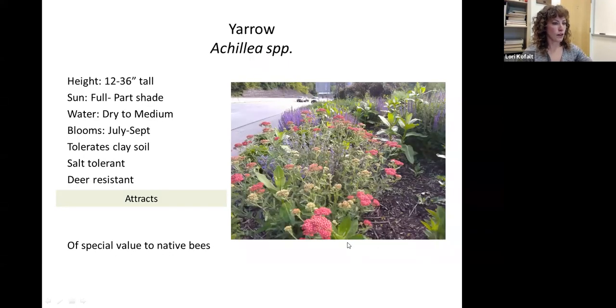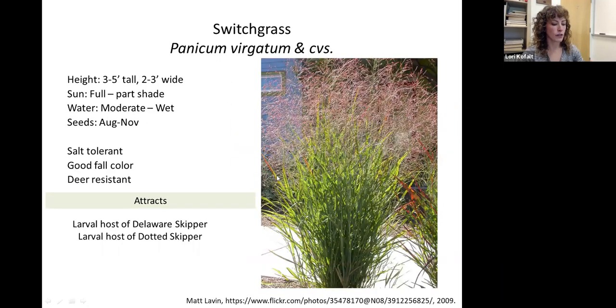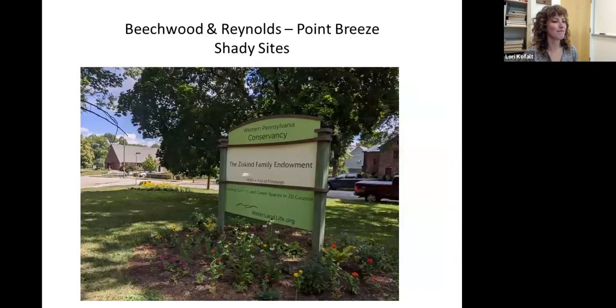Yarrow is also at this garden. It's of special value to native bees and deer resistant. And switchgrass. So a lot of grasses are really important for pollinators, and this is a larval host for a couple of skippers, which are not quite butterflies, not quite moths, in the middle.